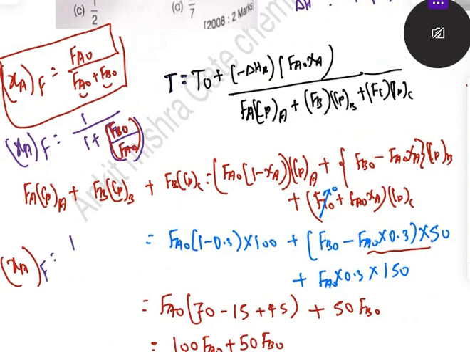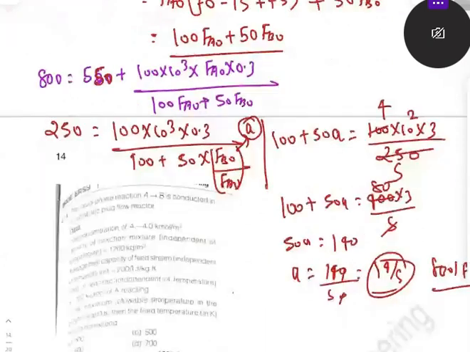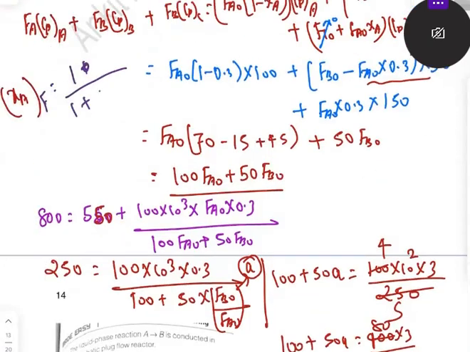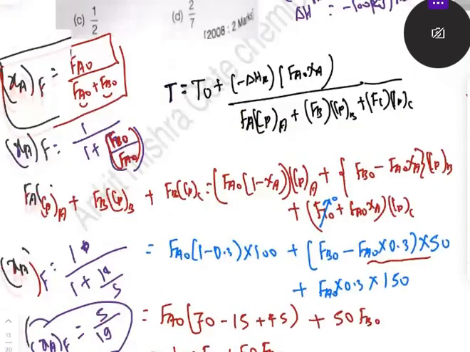XA at exit equals 1 upon 1 plus FB naught by FA naught, which is 14 by 5. So that will be equal to 5 by 19. So the mole fraction of A is 5 by 19. Is that clear?